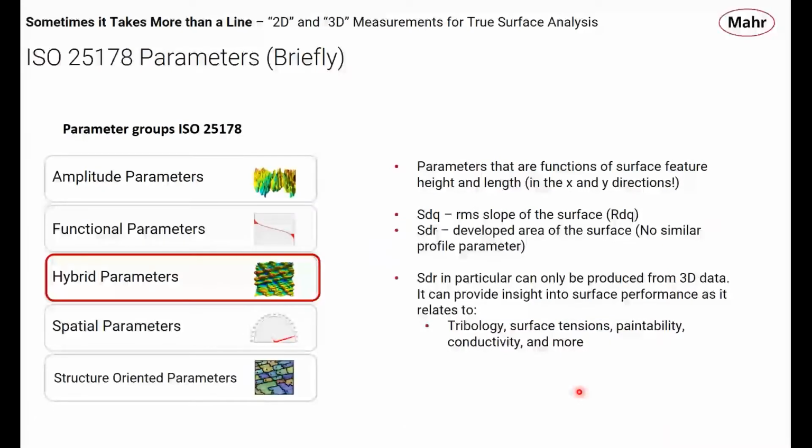Hybrid parameters. If you remember back to amplitude parameters, I said that those were parameters only calculated based on surface height. Hybrid parameters are calculated based on height and length, and when I say length, I'm talking about length in the XY direction. The most obvious of these would be slope. You can't calculate slope without an XY component. RDQ does exist, so there is a 2D version. SDR is probably the more important of the two. This is the developed area ratio. Can't really do that in 2D.